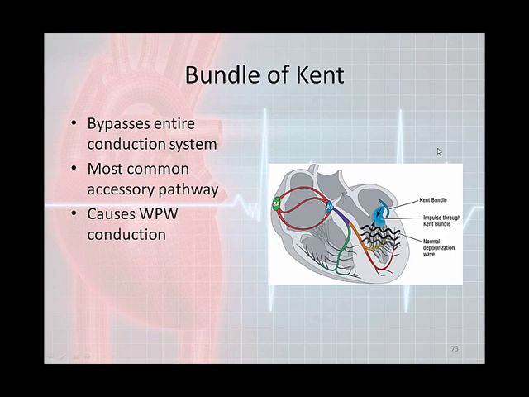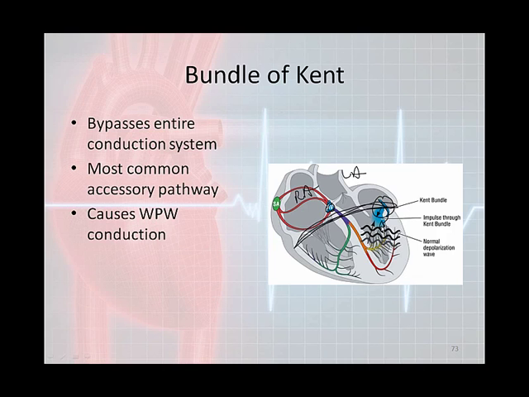Now, what the Kent bundle does is, as you can see here, the Kent bundle is way over here. The Kent bundle actually bypasses the atrioventricular septum. So we'll say that this here is our atrioventricular septum. The Kent bundle actually bypasses this. So what happens is, as the signal is being held up through the AV node to allow for right atrial and left atrial contraction, the signal here is not held up, so it's going to go ahead and start depolarizing the ventricles.